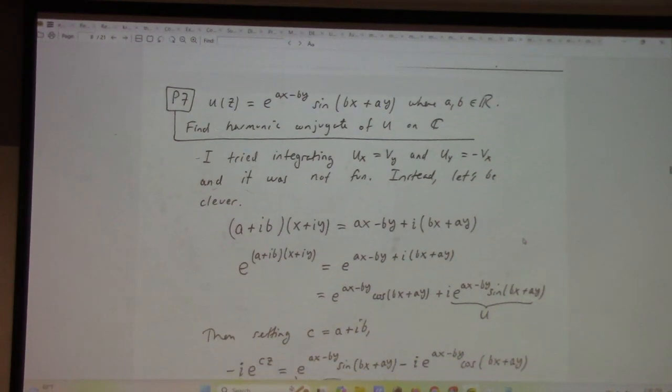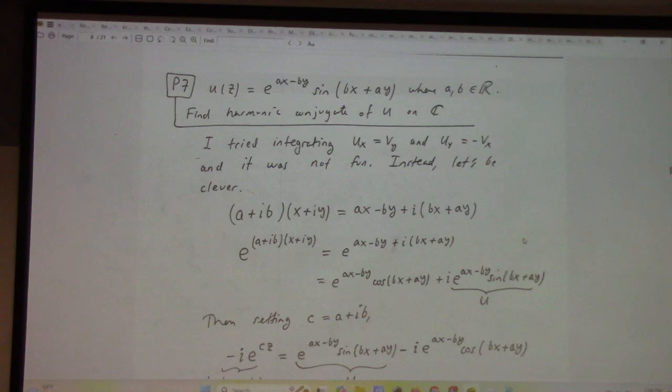Oftentimes, well, anyway, let's just go on here. This one, I tried to solve this. I tried integrating ux equal to vy, and it was unpleasant, like really unpleasant. So I thought, that's not the way to do this. I should just try to see what this is the component function of.